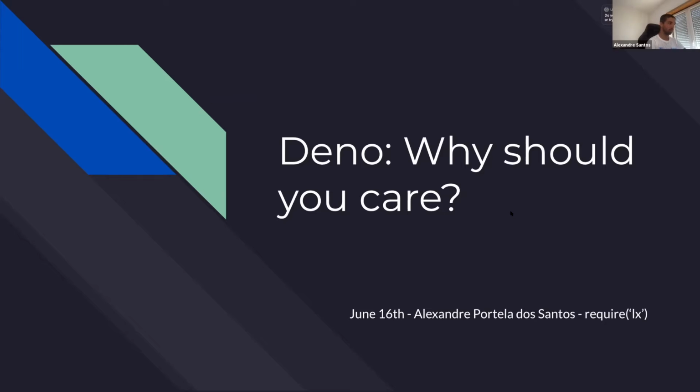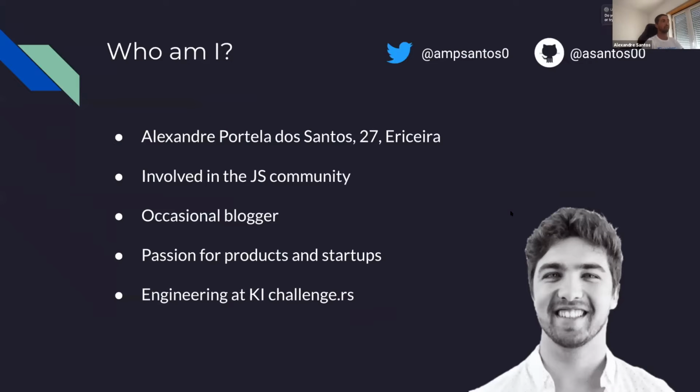To present myself first, who am I? My name is Alexandre Santos. I'm a Portuguese guy, 27 years old, from Ericeira. I was always involved in the JS community, so a big fanboy of JS. I'm an occasional blogger and writer, and I was always passionate about products and startups. This is what led me to the KI group, and especially to KI challengers.